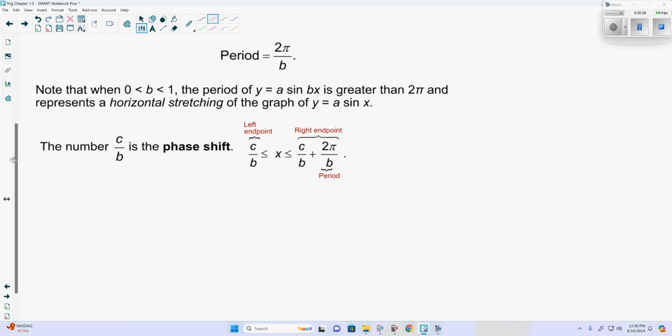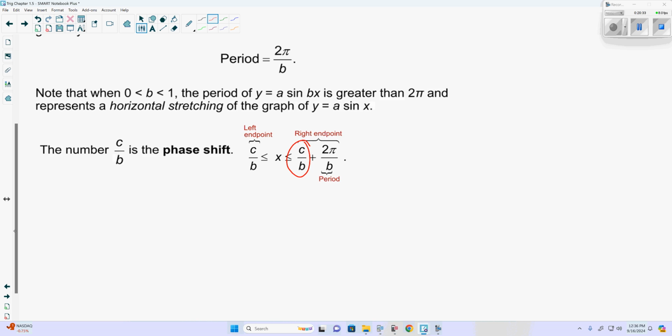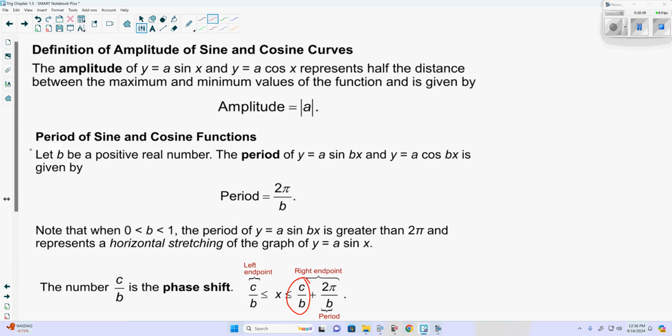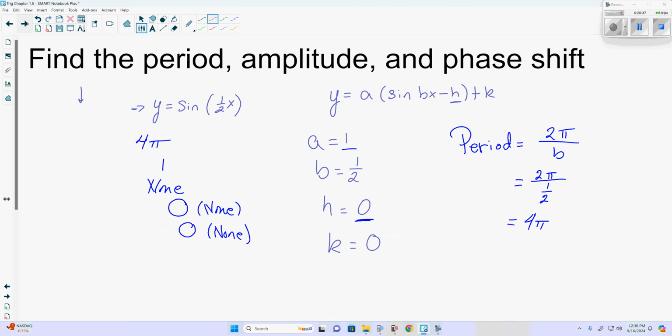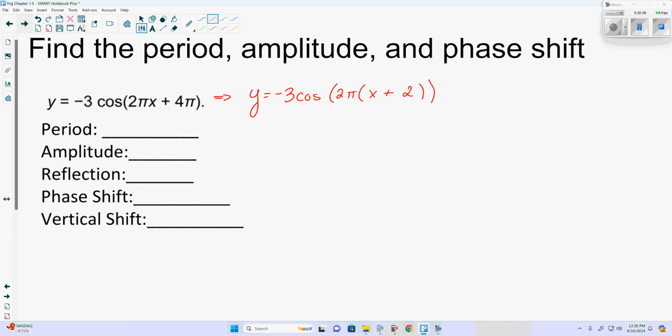Because that period is going to affect the phase shift. That's why when they talk about the phase shift, we have this C over B. They use C instead of H. But it gets us to the same spot.